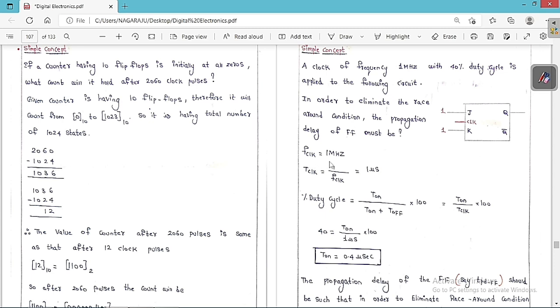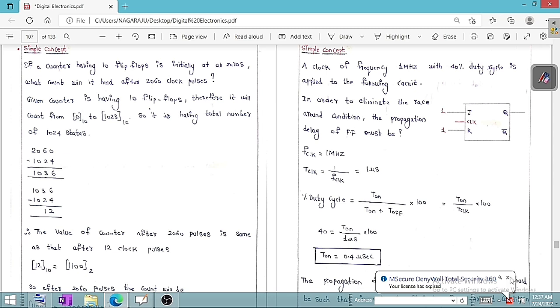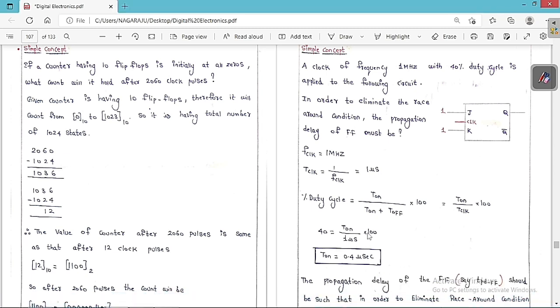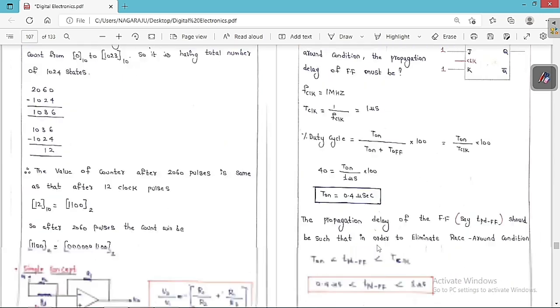Here the clock frequency is 1 megahertz. So what is the time period of the clock? T clock is equal to 1 by F clock, which, if you substitute, gives 1 microsecond. What is the percentage duty cycle? It is the on time period by the total time period, which is T1 by T1 plus Tf, into 100, that is T1 by T clock into 100. This is 40%, so 40 is equal to T1 by 1 microsecond into 100. If you solve this, T1 is equal to 0.4 microseconds.